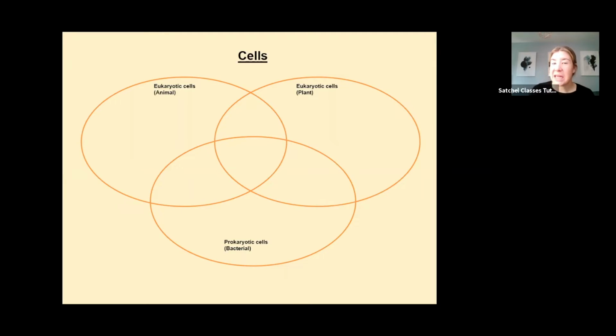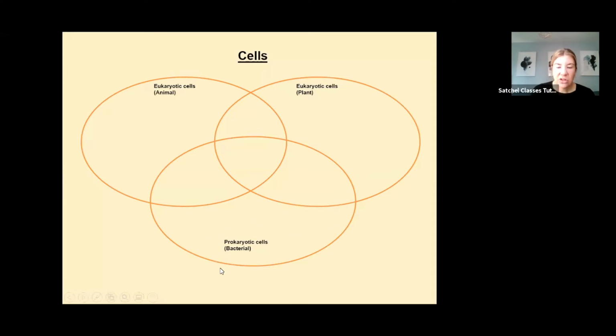Obviously, if you know your Venn diagrams from maths, the things in here will be specific to animal eukaryotic cells. The ones in here will be specific to eukaryotic cells in plants, for example a chloroplast. The ones in the middle, because it's overlapping between animals and plants, will contain organelles that are specific to both animal and plant, but not bacteria cells or prokaryotes. So this might, for example, contain mitochondria.